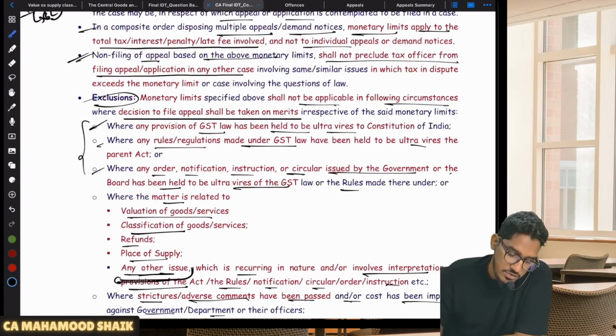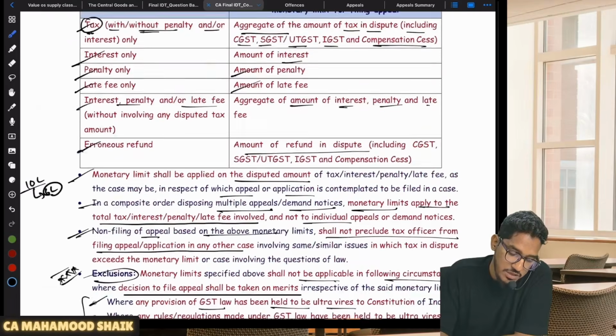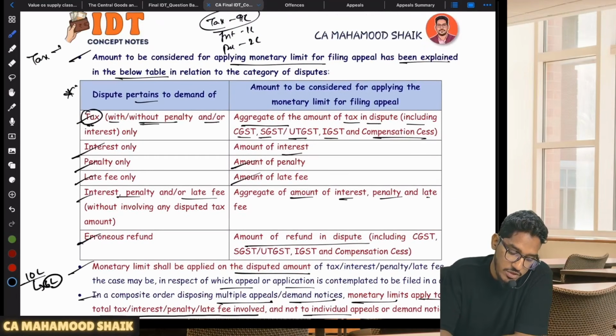So these exclusions, please try to remember them. The limits also you remember, these exclusions also you remember, how to calculate those limits also you remember, and what will be considered for the purpose of calculation, that also you have to remember.